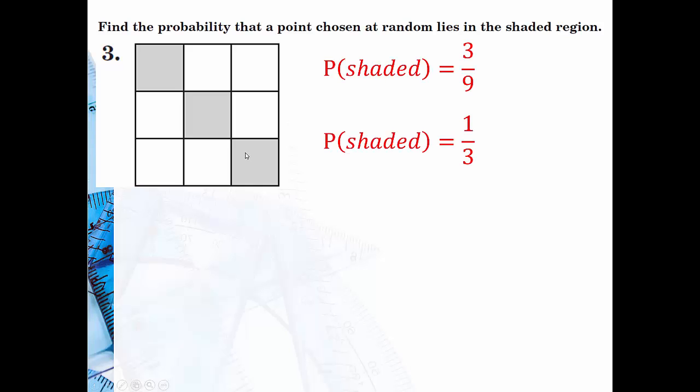For problem 3, it's a lot like problem 3 on the other side. I could calculate areas, but I see that these are all equal areas, so I can just say there are 3 shaded over 9 total, or 1/3 probability.